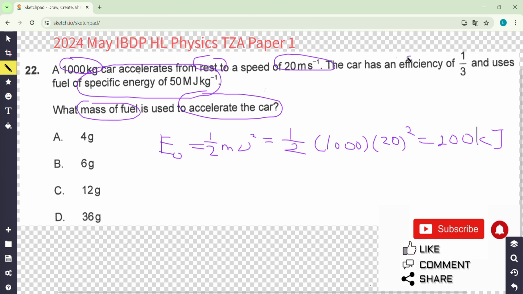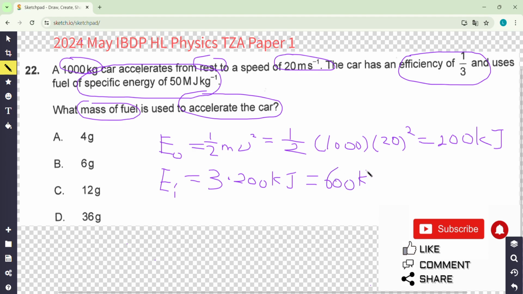And then efficiency is only 1/3, so the input energy has to be triple that, right? More. So 3 times this 200 kilojoules, so it is 600 kilojoules. And use the terminology mega, okay? So it's 0.6 megajoules.